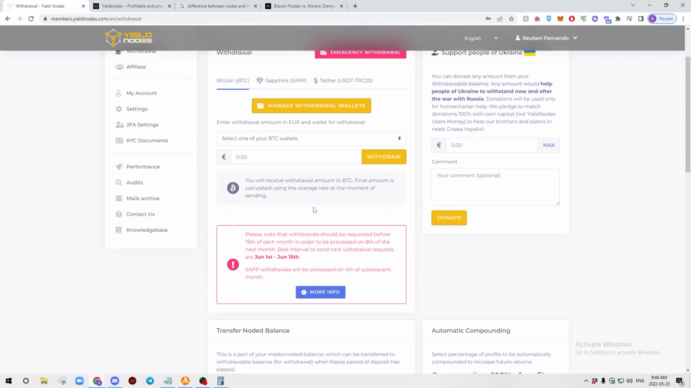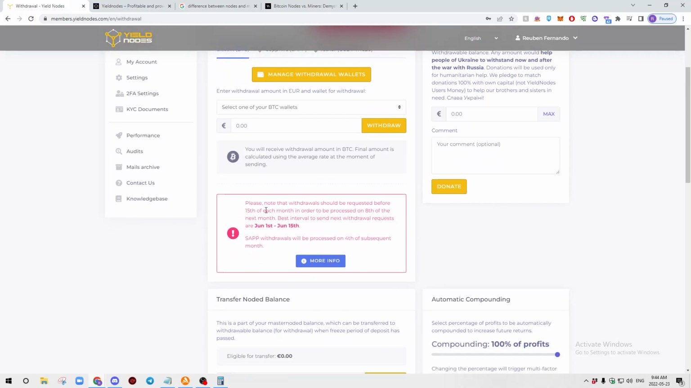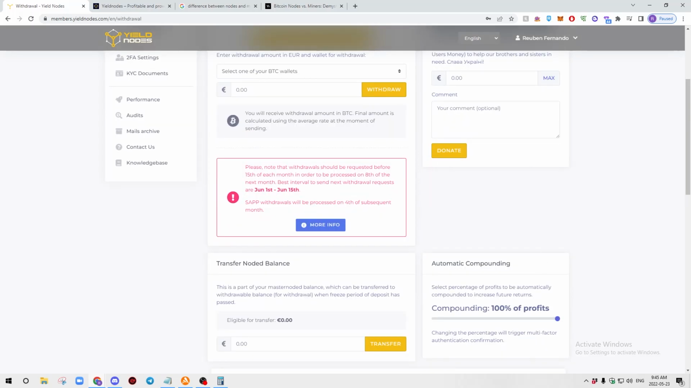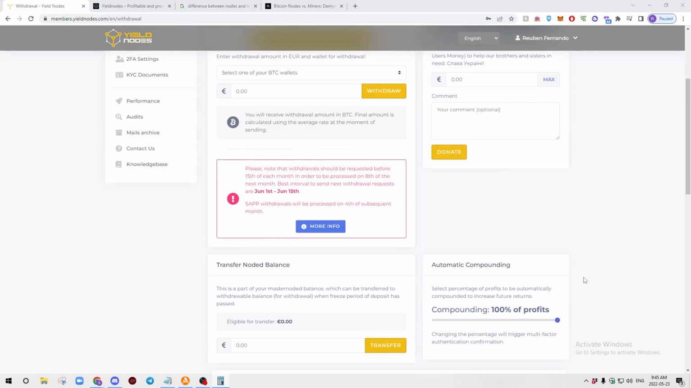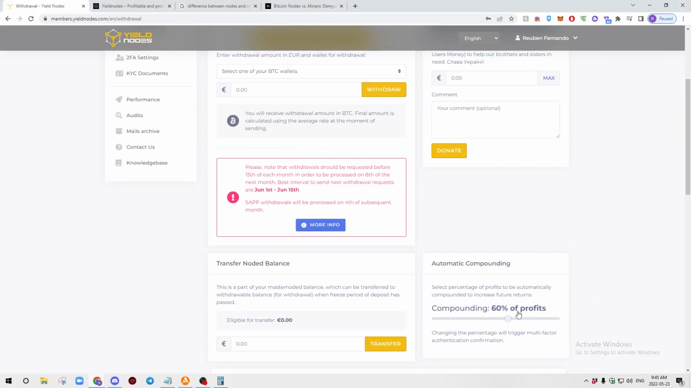Now, the way withdrawals work is that you have to request a withdrawal every 15th of the month in order for it to be processed at the 8th of the next month, right? So you want to withdraw by the 15th to be able to get it. So if I wanted to withdraw for the month of June, I would have had to request that in May. And if you wanted to compound your account, that is the most amazing part about this, it would automatically compound it for you.